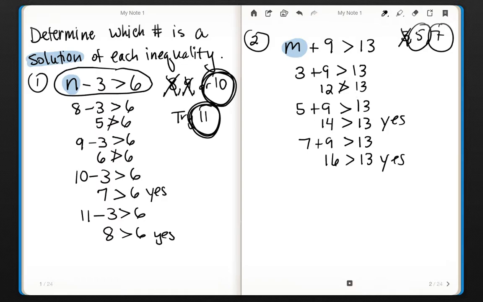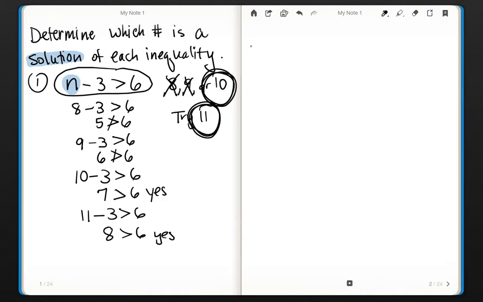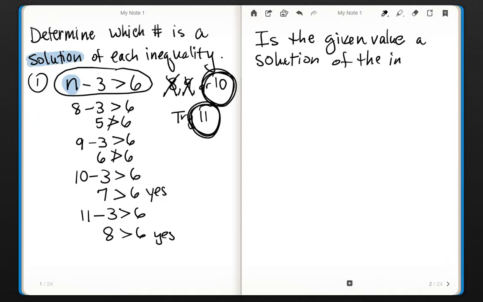Now let's do a little bit different type of problem. Here are the directions. Is the given value a solution of the inequality?